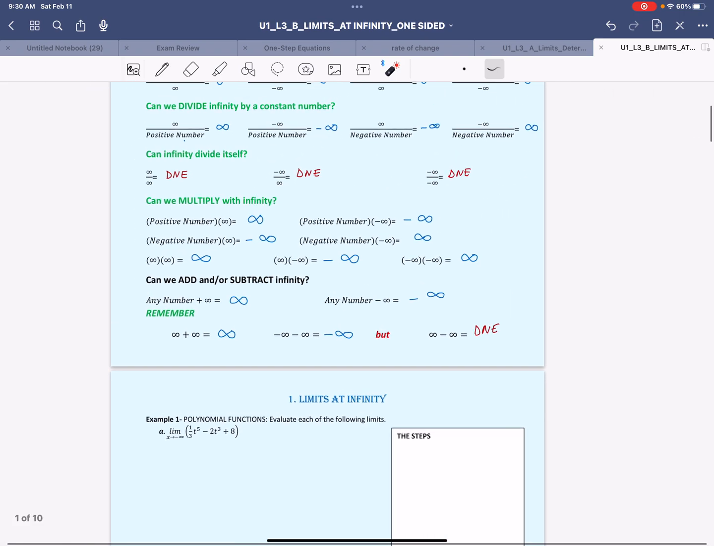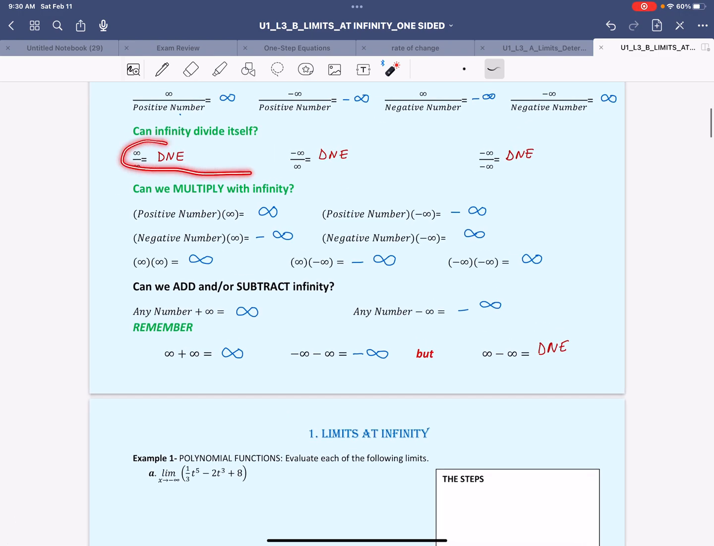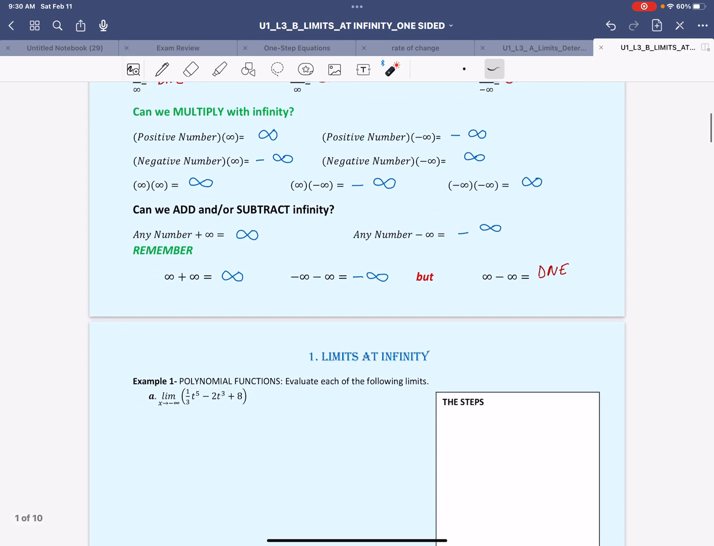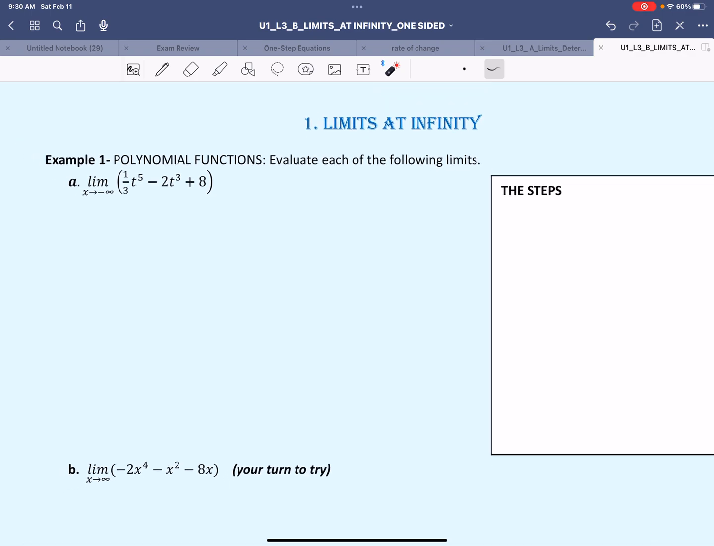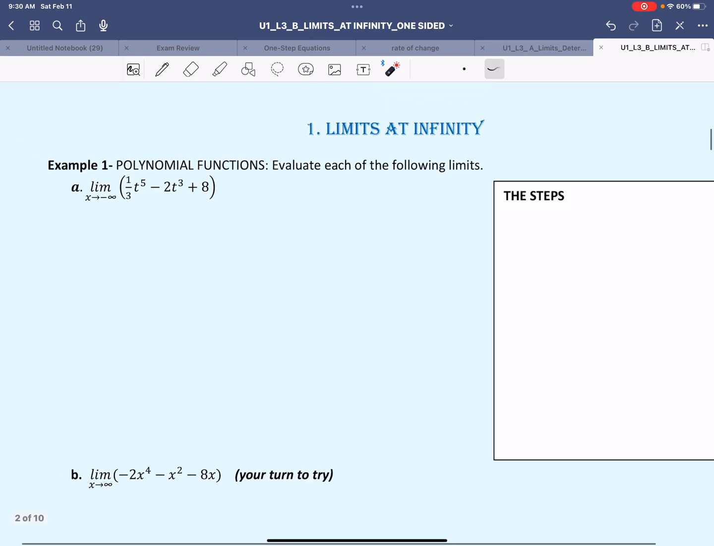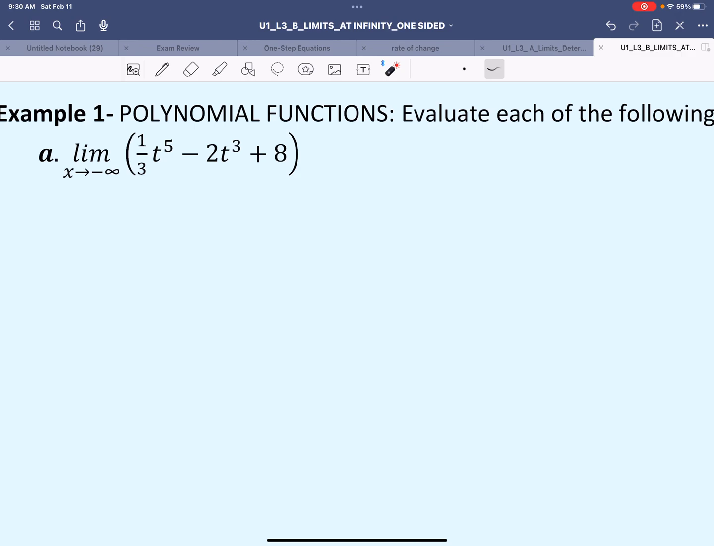So just to keep in mind for the rest of the practice questions, infinity cannot divide itself, and two infinities cannot subtract. So let's take a look at examples now. As our first example, we're looking at this particular polynomial function, degree 5. We're trying to find the limit of this function, or the value of this function, as x approaches negative infinity. So as always, I will try direct substitution. So I will go x equals negative infinity.